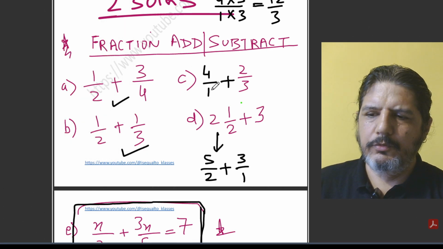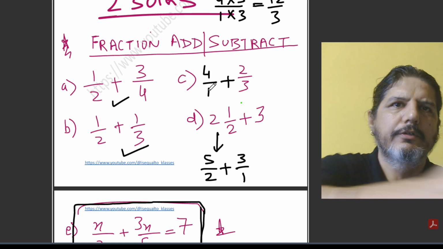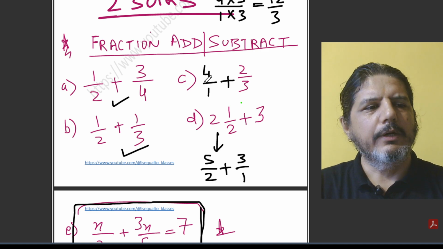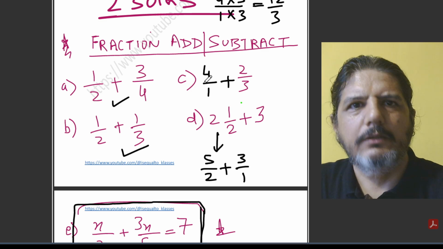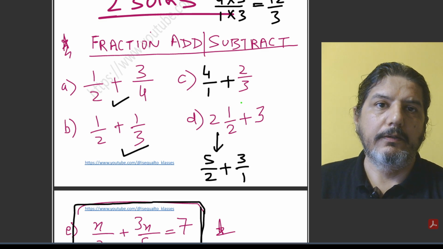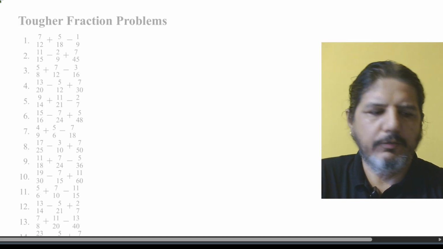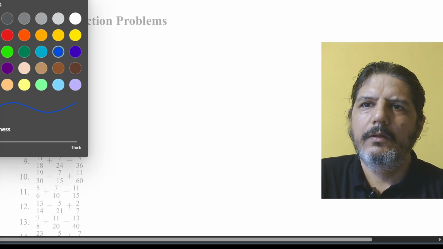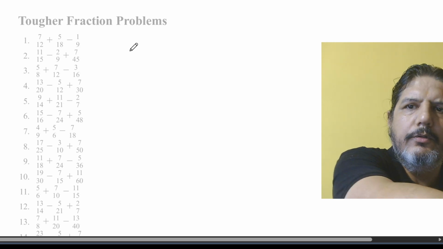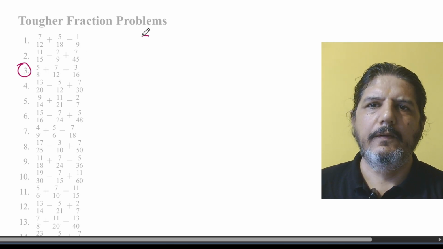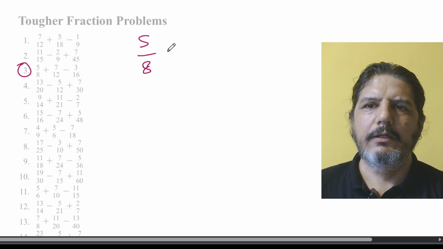So let me show you a few questions from the worksheet which you should try. We'll discuss a few questions and then you can try the rest of them on your own. So this is a PDF that you will find. And these are the kind of questions here. So for example, let's look at question number 3. So 5 by 8 plus 7 upon 12 minus 3 upon 16.